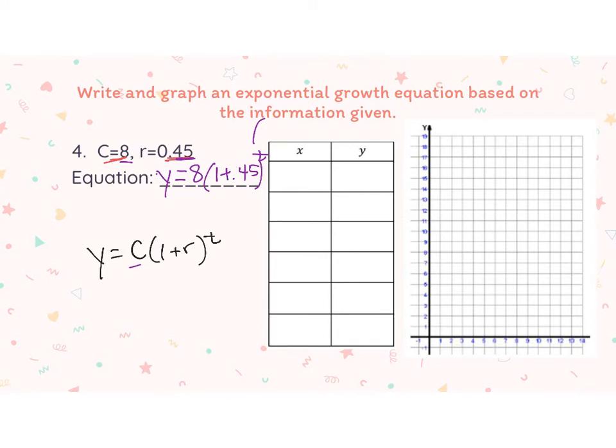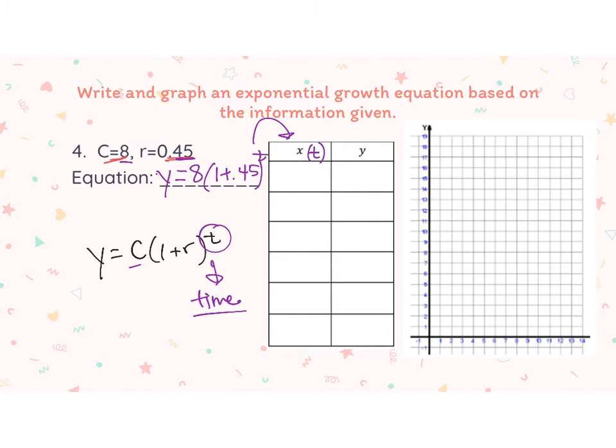Now, t is the same thing as x in these equations. It's our independent variable. The reason we use t is because in exponential growth, we're always talking about time, but it's still your independent variable.